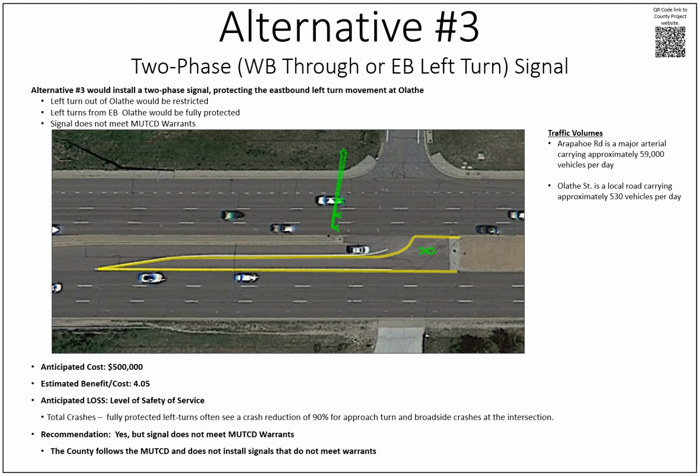It should be noted that Arapahoe Road is a major arterial carrying approximately 59,000 vehicles per day, and Olathe Street is a local road carrying approximately 530 vehicles per day. Similar to other jurisdictions, the county does not install traffic signals that do not meet signal warrants as outlined in the Manual on Uniform Traffic Control Devices, the MUTCD.